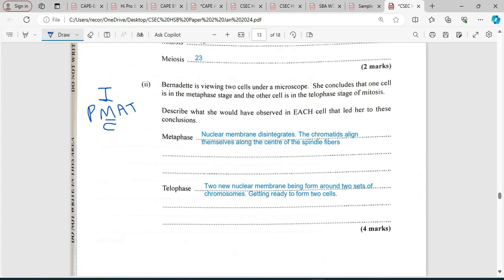So here, in metaphase, the nuclear membrane, of course, would disintegrate, and the chromatids would align themselves along the center of a spindle fiber. Then for telophase, we're going to have two nuclear membranes being formed around a set of chromosomes. And pretty much you'll see the cell getting ready for cytokinesis, or for two new cells to be formed.